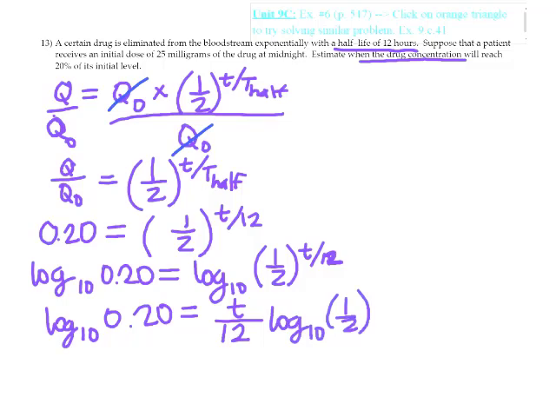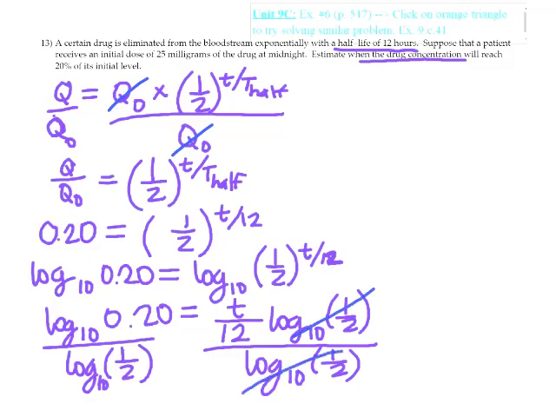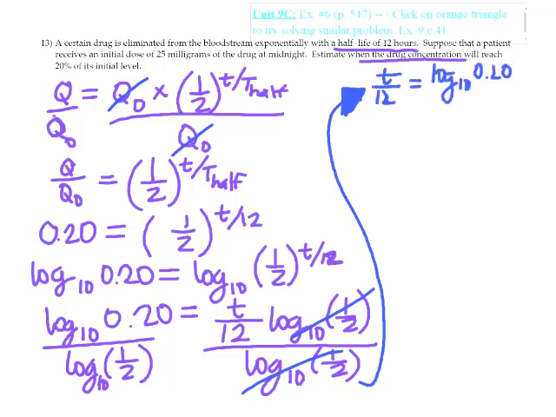Okay, and then to isolate the variable t, we're going to want to divide by the log of 1/2 on both sides. Log of 1/2 will cancel out on the right-hand side. I'm going to interchange the left and right-hand sides so that we have t on the left-hand side. So we have t over 12 equals log of 0.20 over the log of 1/2.